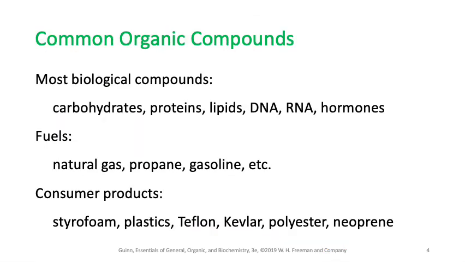Okay, so now let's talk about some of the common organic compounds that we normally use in common life. We can find organic compounds in many common products that we use in everyday life. For example, the food we eat contains organic compounds, like carbohydrates, proteins, and lipids. They are all organic compounds. The fuel we use in everyday life, like propane and gasoline, is made up of organic compounds. And some of the consumer products that we use are made up of organic compounds, for example, plastic and Teflon. We use these things in our day-to-day life.